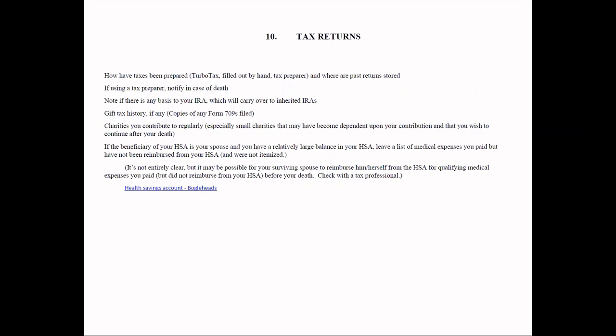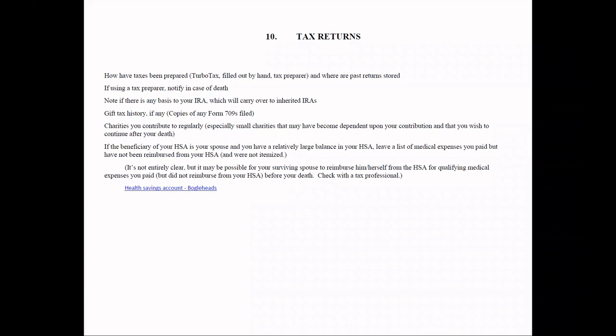If you have a gift tax history, if you've given money to your children above the exemption, the $15,000 or whatever it is per year, you would have been supposed to file a Form 709. Technically those are important because they get subtracted from your lifetime exemption if you go above it. Of course, now it's 11 million, but it could go back down someday.